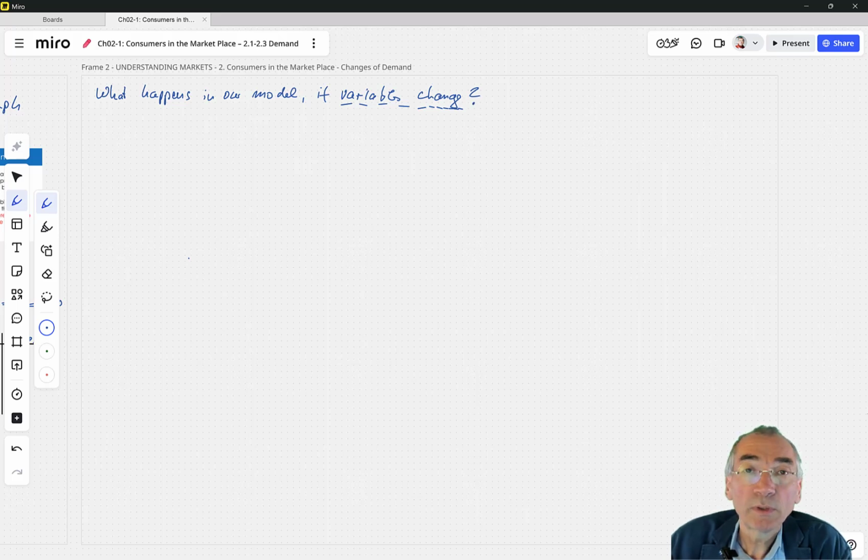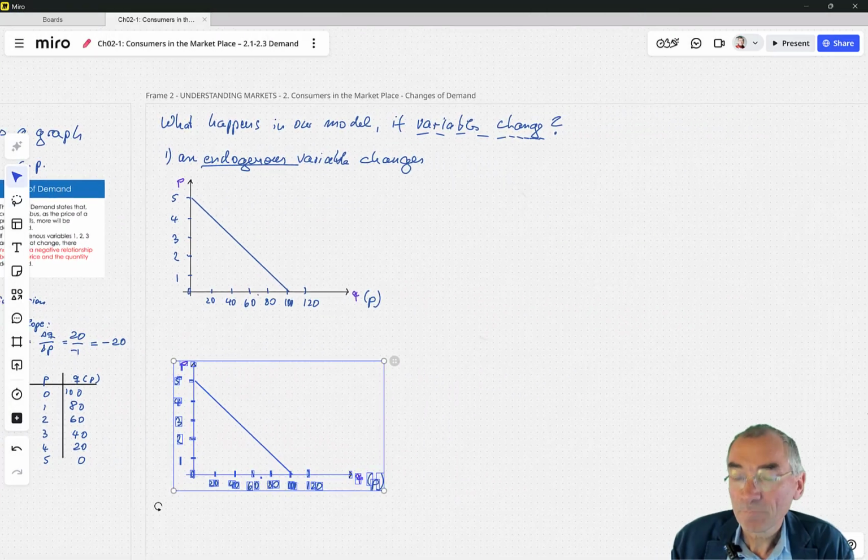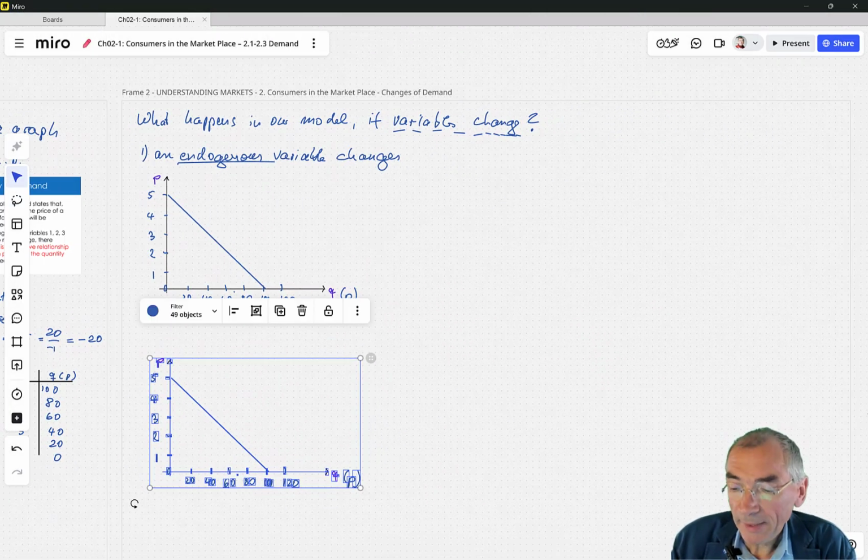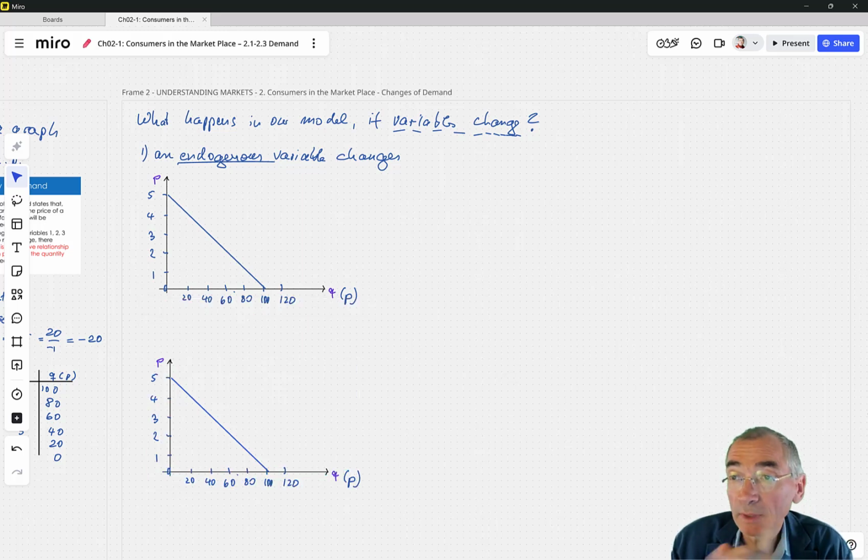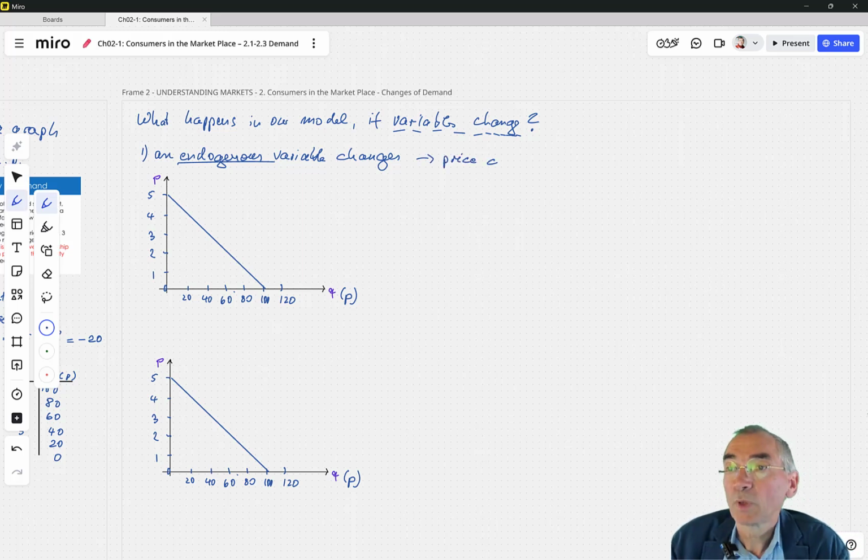To describe this, we typically differentiate between the exogenous and the endogenous variables. So number one, what happens if an endogenous variable changes? I just took the graph and the example that we just had from the left-hand side and copied it there. What happens if an endogenous variable changes? An endogenous variable here can only be the price, because the price is the determinant. The price determines the quantity that the consumers demand. Price change, let's say it changes from 3 to 2.